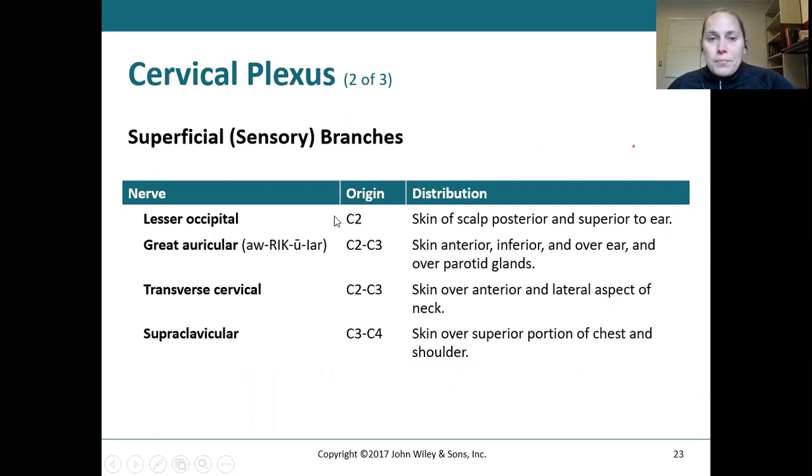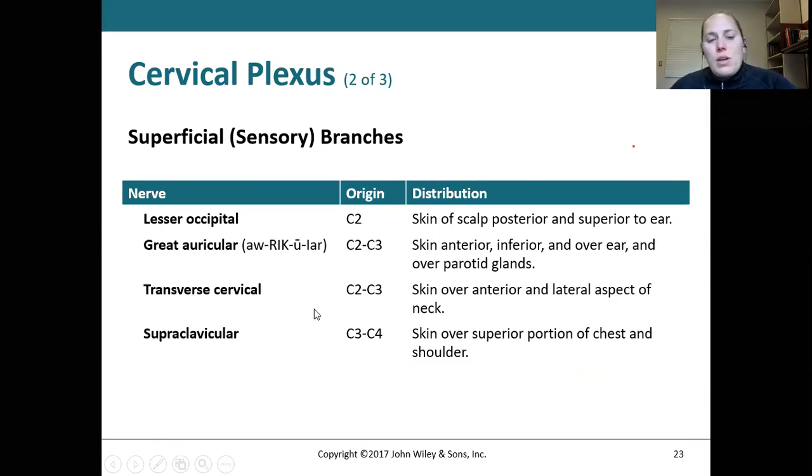Okay, so in terms of the superficial or sensory branches, here you can see that the C2 is the lesser occipital. It's found in the skin of the scalp of the posterior and superior ear. Your C2 to C3 is your greater auricular, and that's distributing to the skin anterior, inferior, and over the ear and over the parotid glands.